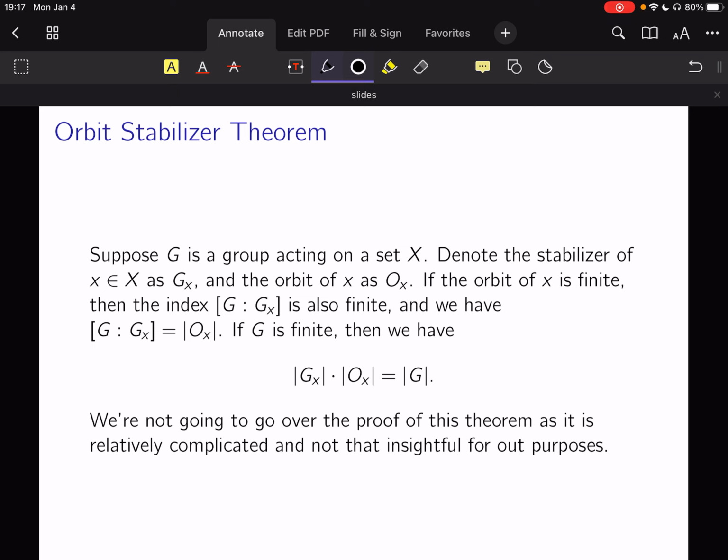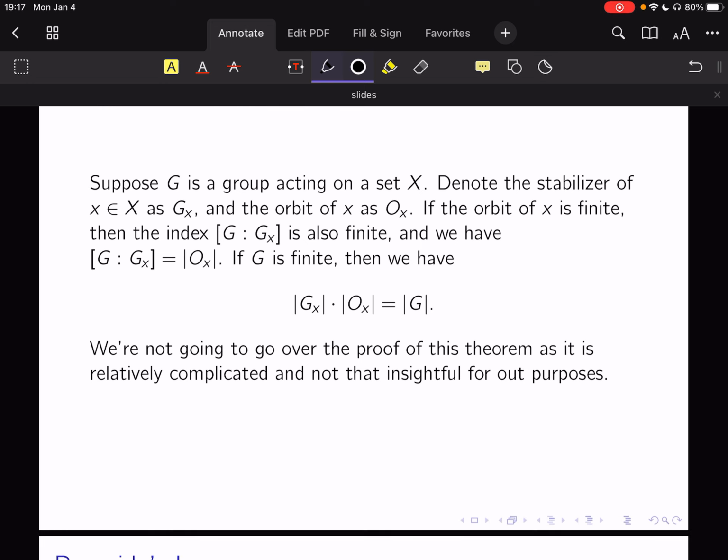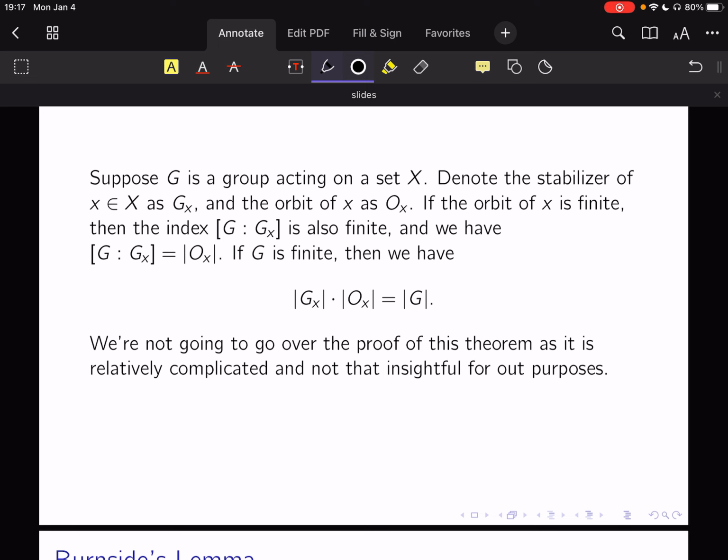Suppose G is a group acting on a set X. Denote the stabilizer of x in X as G sub x like before, and the orbit of x as O sub x. If the orbit of x is finite, then the index G colon G sub x is also finite, and the index is equal to the cardinality of the orbit. If G is finite, then the cardinality of G sub x times the cardinality of O sub x, the stabilizer times the orbit, equals the cardinality of G. In this case, that's the set. So you can ignore the stuff about the index mostly. What we're concerned with is this.